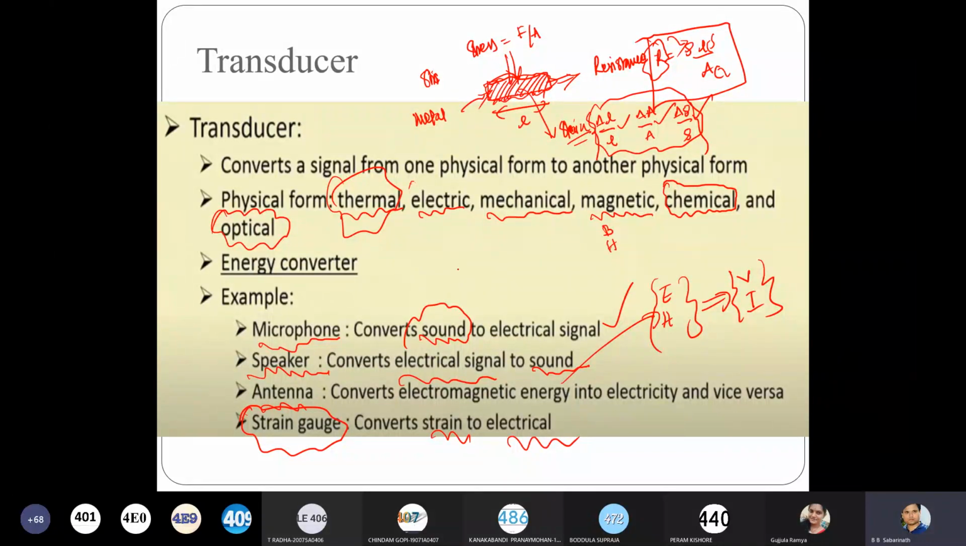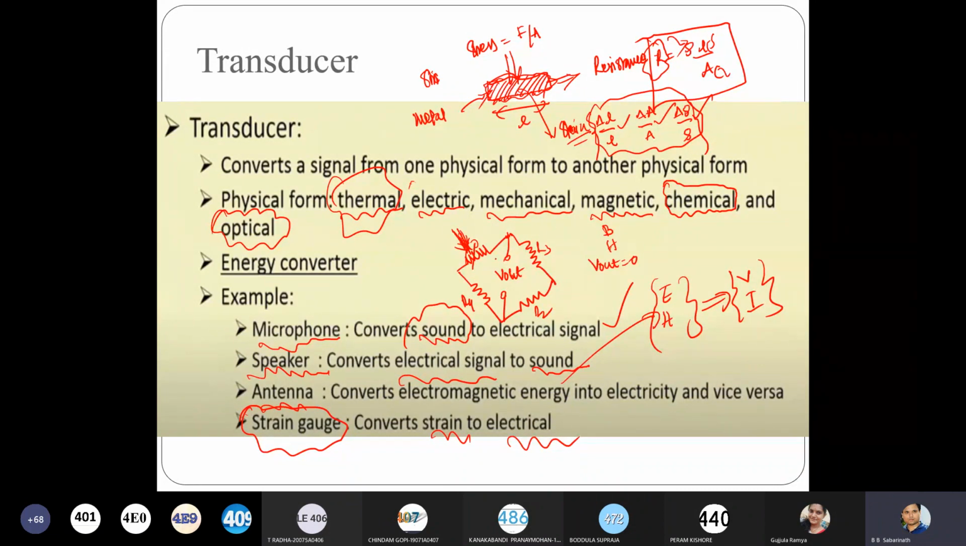Now what do I do? I put this strain gauge in a Wheatstone bridge. You know what a Wheatstone bridge is, right? For example, this is R1, this is R2, R3, R4, and here I'm applying the stress. Without applying stress, the bridge is in balanced condition. Here I take the output voltage. In balanced condition, Vout is 0.